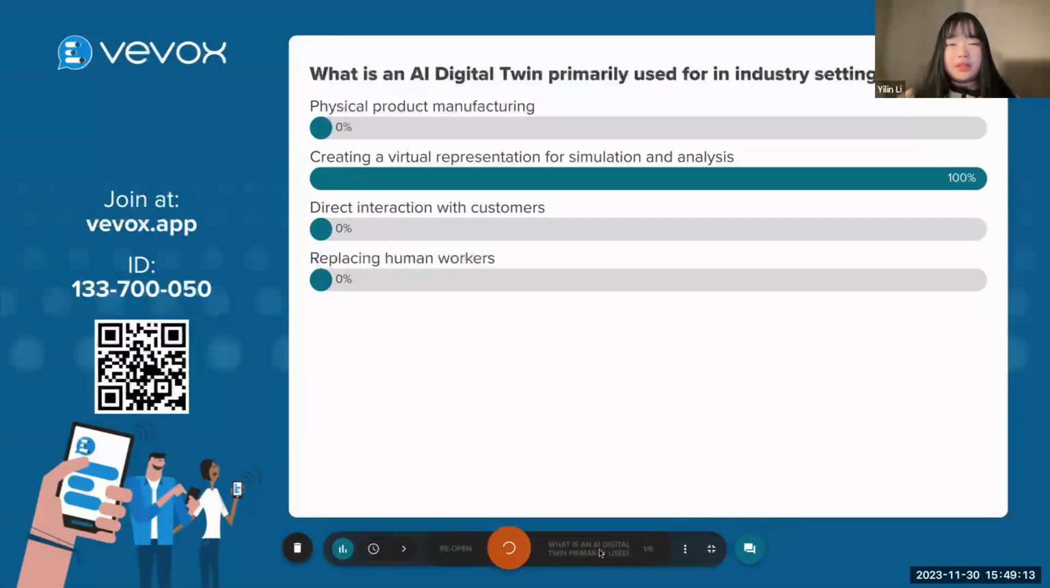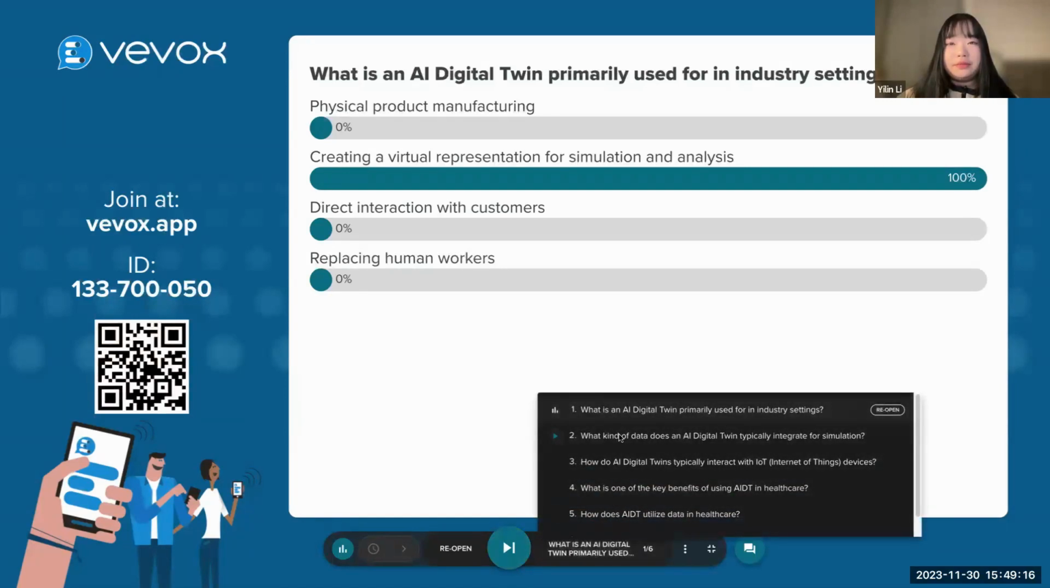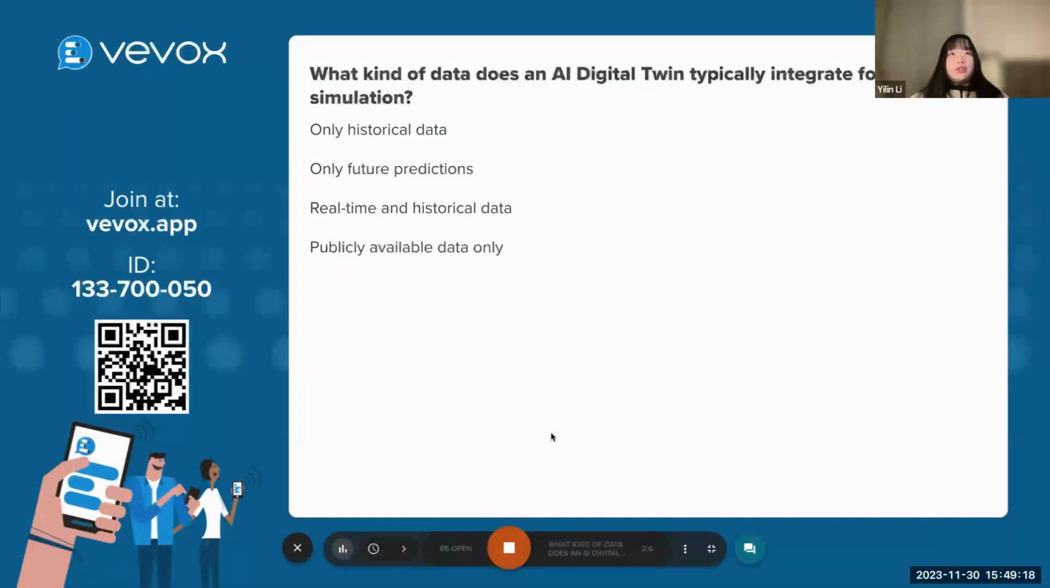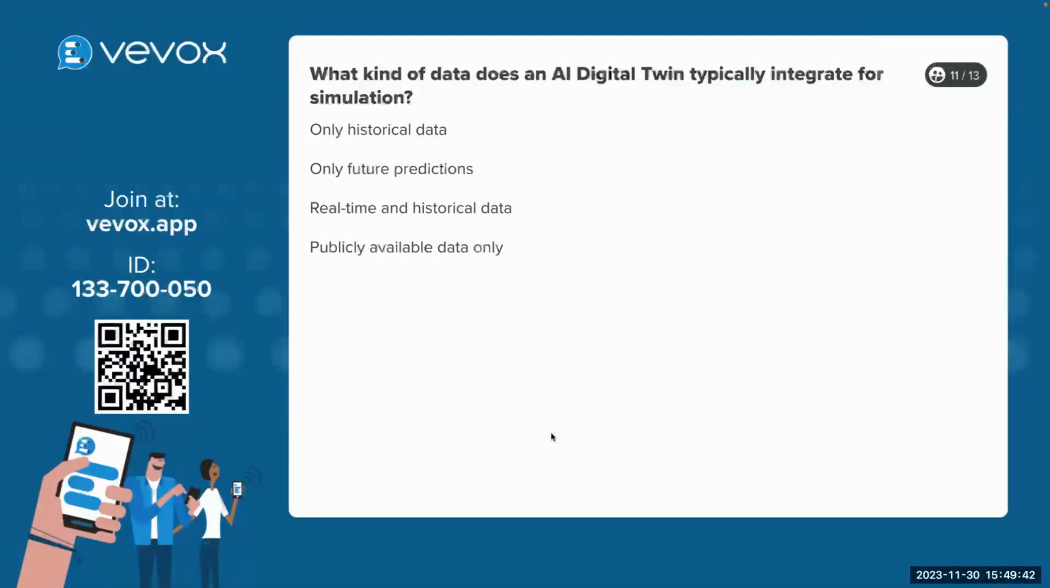The second question is, what kind of data does AIDT typically integrate for simulation? One is only historical data, only future prediction, real-time and historical data, and publicly available data only. You can answer it. Very good question. It helps us understand the difference between simulation, shadow, and digital twin, as we have emphasized previously. Good participation.